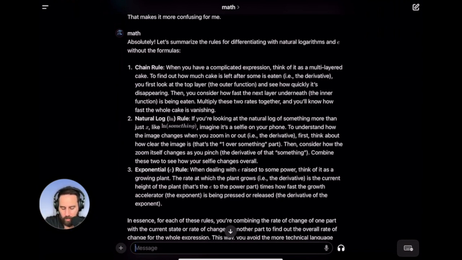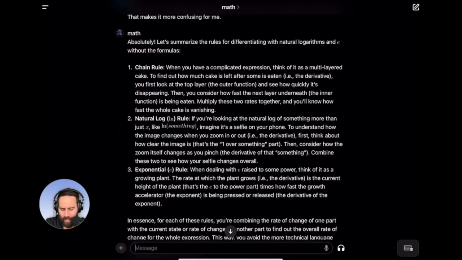If you're looking at the natural log of something more than just x, like ln of something, imagine it's a selfie on your phone. To understand how the image changes when you zoom in or zoom out, first think about how clear the image is. That's the 1 over something part. Then consider how the zoom itself changes as you pinch, the derivative of that something. Combine these two to see how your selfie changes overall. Interesting way of looking at it.